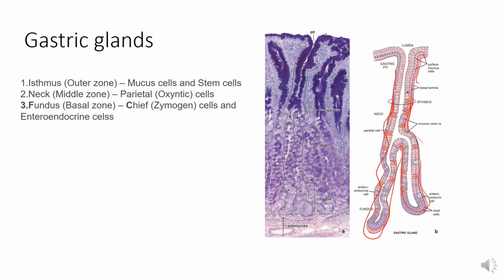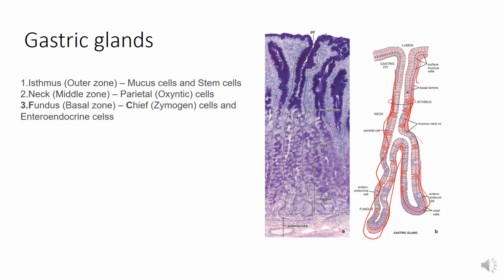Epithelium lining the gastric glands contains 5 types of cells: the mucous neck cells, the parietal cells, the chief cells, enteroendocrine cells, and the stem cells. So 5 types of cells are present: mucous neck cells, parietal cells, chief cells, enteroendocrine cells, and stem cells.